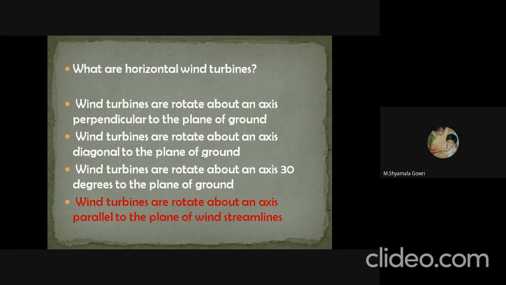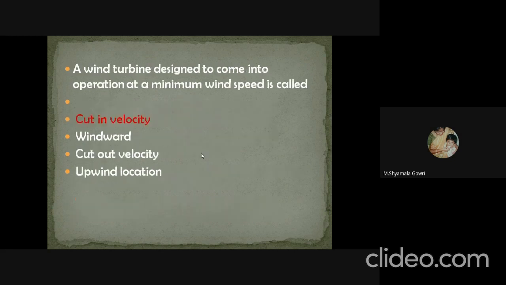What are horizontal axis wind turbines? The wind turbines rotate about an axis parallel to the plane of the wind stream. The wind speed at which the wind turbine is designed to come into operation, the minimum wind speed, is called the cut-in velocity.